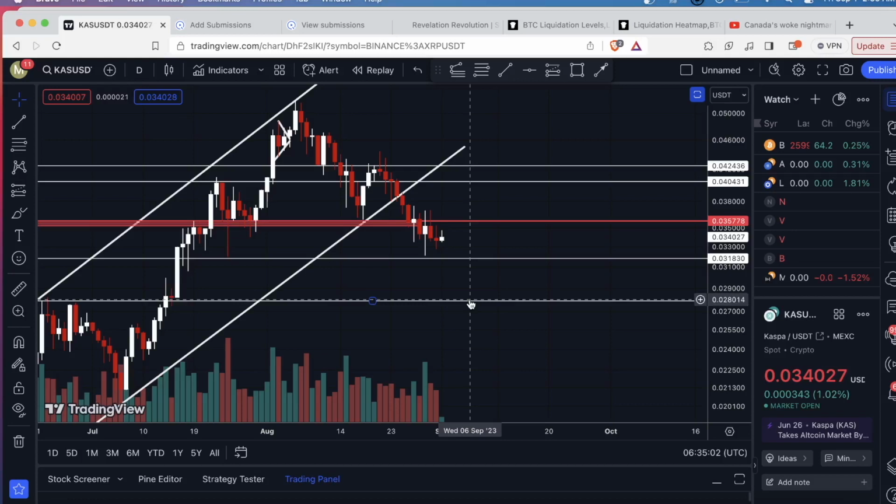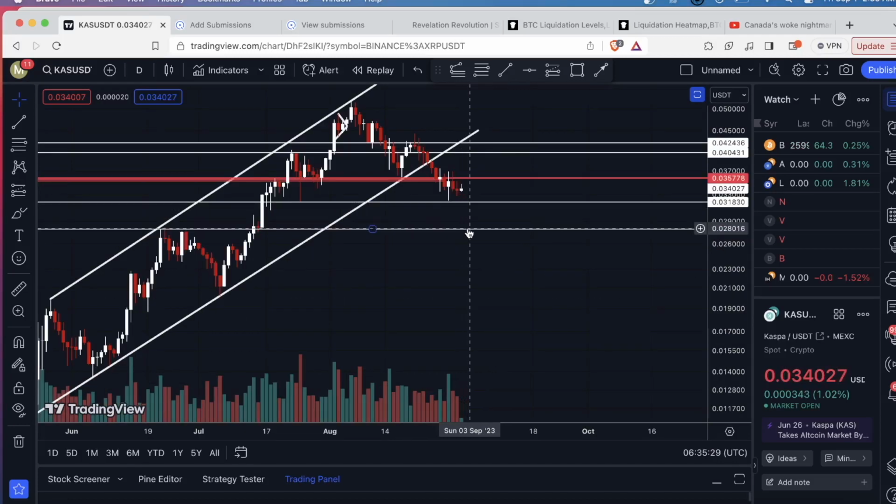And this is where, if the price does come down here, this is where I'm going to look to enter a long position. And that's 0.028014. So if the price does come down here, what I'll do is I'll enter a long position. I'll place a stop loss just below here. And my take profit is going to be basically around where we are right now, the current level of support.